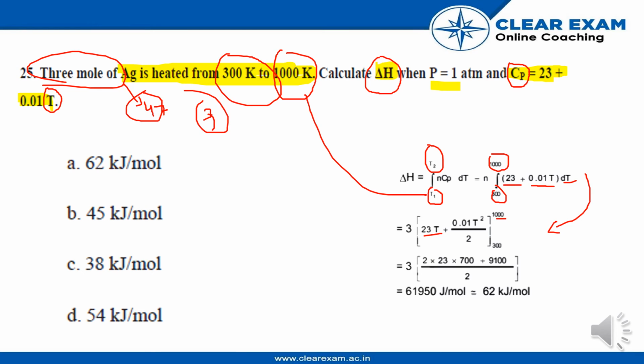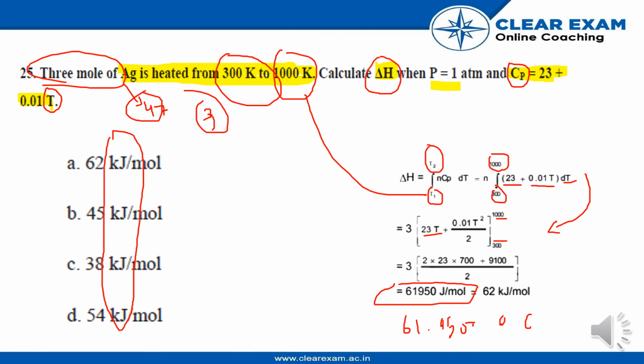So now we have to subtract the lower limit from the upper limit. From that we will come to the value of 61,950 joules per mole, but what we are given here in all this is kilojoule. So we need to divide it by 1000. When we divide it by 1000, it will become 61.950 kilojoule, which is nothing but 62 kilojoule per mole. Here it is 62 kilojoule per mole.